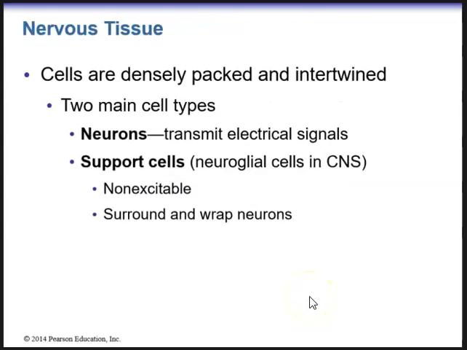So now that we've gone through the basic divisions of the nervous system, we'll then get into nervous tissue. So we have cells within the nervous system that are densely packed and intertwined, and we have two main cell types. The first main cell type is the neuron. The neuron is what is responsible for transmitting electrical signals. And then we have our support cells within the central nervous system and the peripheral nervous system. So support cells, these are called neuroglial cells in the central nervous system. Support cells are non-excitable and surround and wrap neurons.